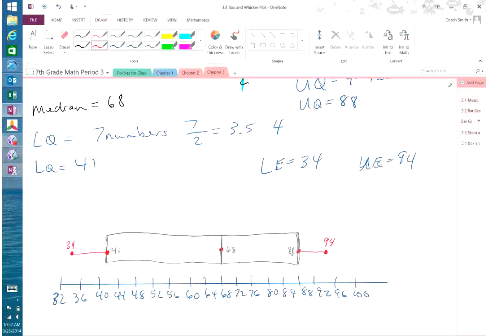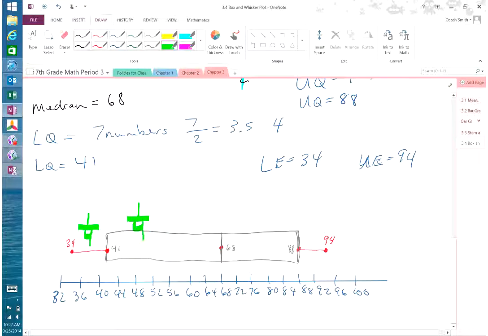All right, now, here's how you read it, okay? Each one of these represents 1/4 of the data, okay? The further away or the closer that these two are, okay, means the higher concentration of numbers, okay?